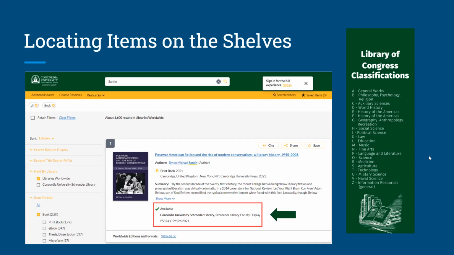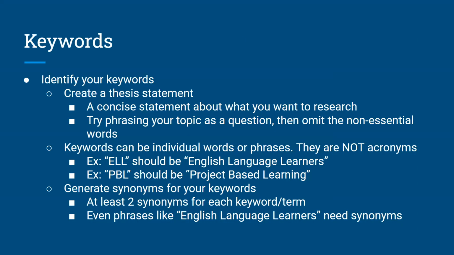But additionally, because we do have a lot of digital resources, this isn't the only way of finding sources. You can also search via keywords in our different library databases. To identify your key terms, you'll want to create at least a topic statement, which is just a concise statement about what you're hoping to research and the topic you want to study further. It can be helpful to phrase your topic as a question and then omit the non-essential words. For keywords, you're also going to want to make sure you're using the official words or phrases rather than acronyms.